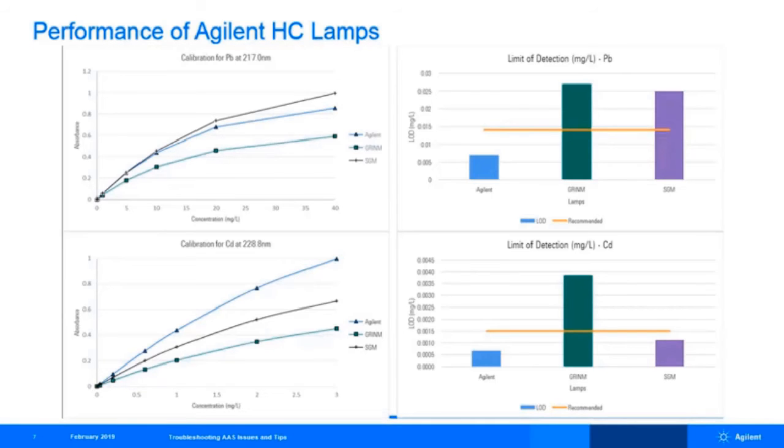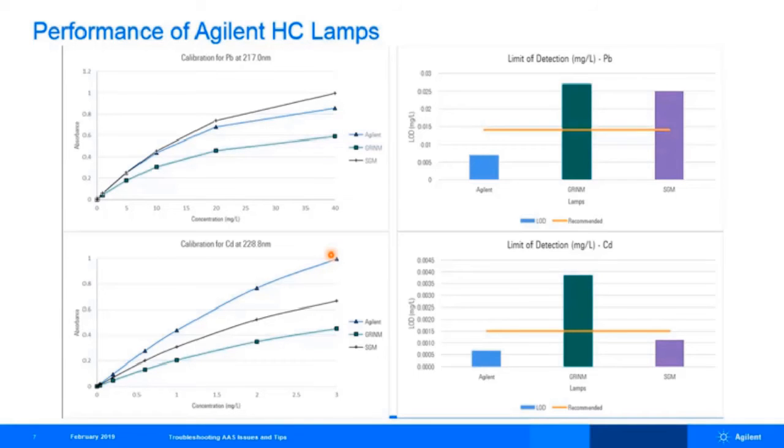On this slide, we're showing a comparison of performance looking at sensitivity and detection limits for both the lead and the cadmium hollow cathode lamps. Here at the top, we're doing a comparison of the calibration curves that were generated for lead at the 217 nanometer wavelength. The Agilent lamp gives good overall sensitivity, roughly equivalent to the performance of this competing lamp from SGM. For cadmium, here you can see that the Agilent lamp provides the best overall sensitivity, as well as good linearity. And here the sensitivity is nearly twice its nearest competitors.